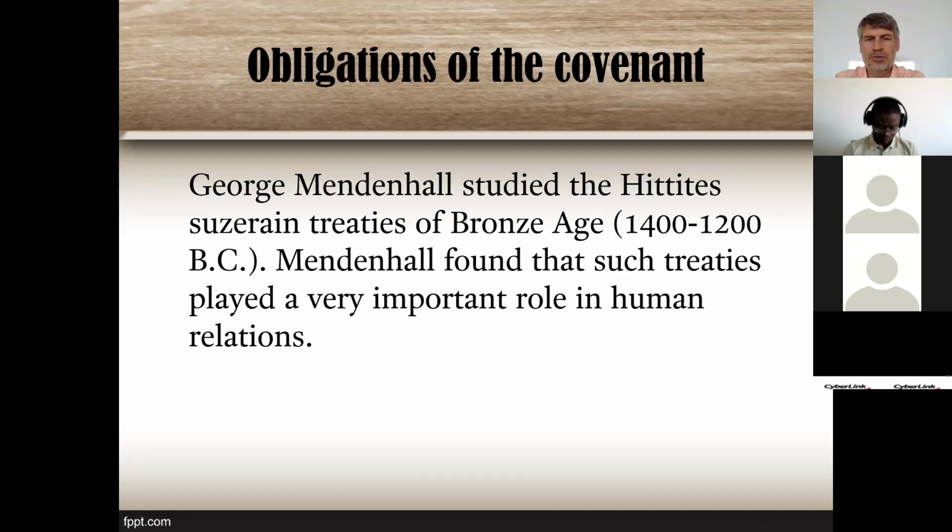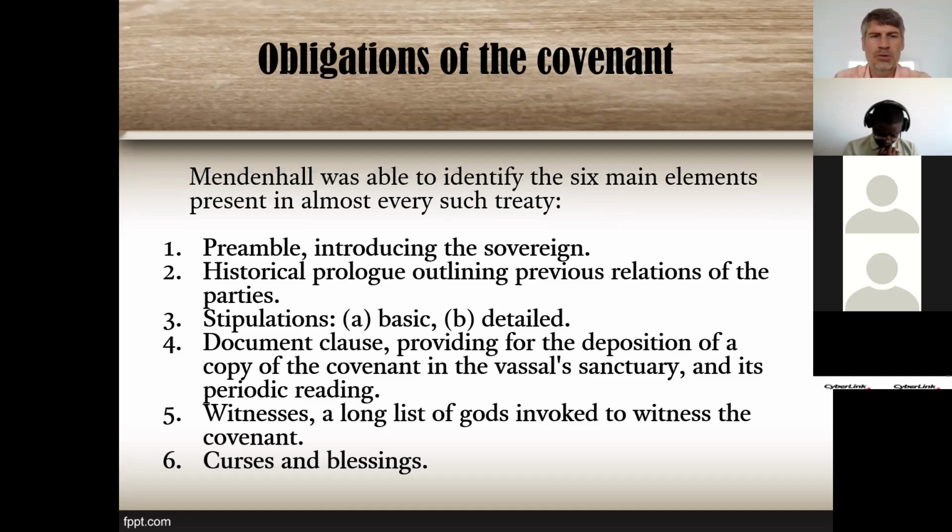And he found that such treaties played a very important role in human relations. So he found many examples of such treaties, and they had a very particular pattern. And he noticed that this pattern could be found in many treaties, or covenants, of the Bible. So when we speak about the pattern of the Hittite covenant, it had several parts.